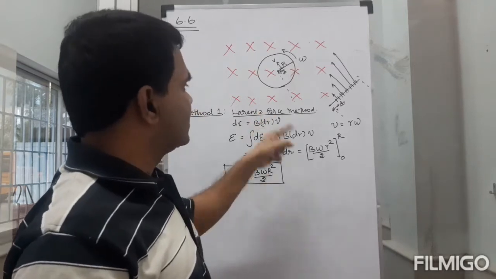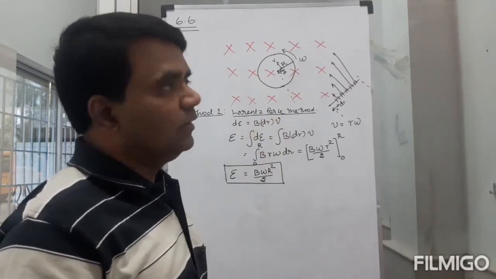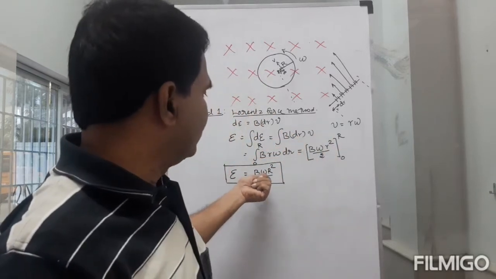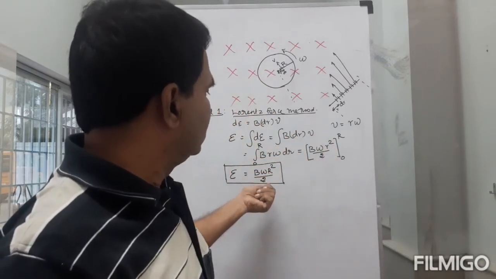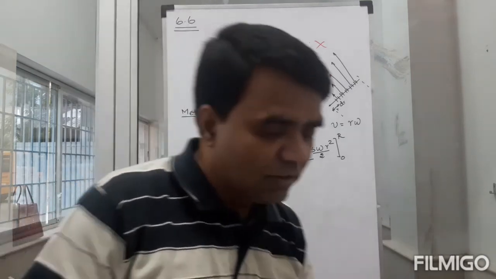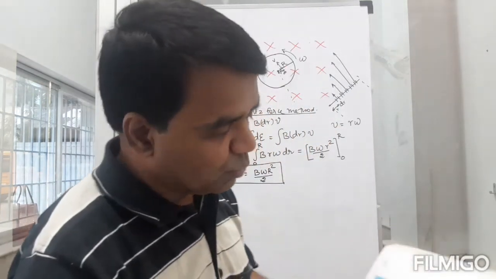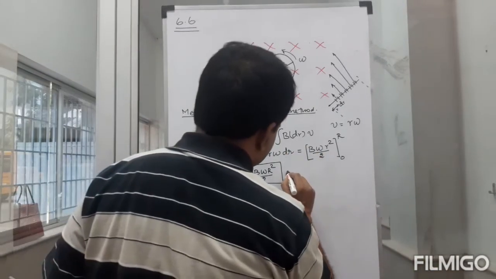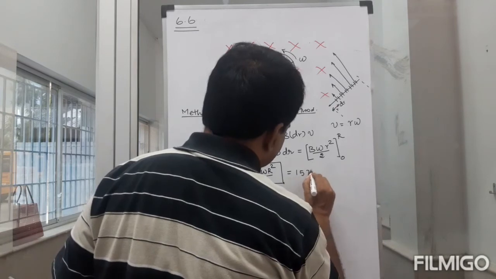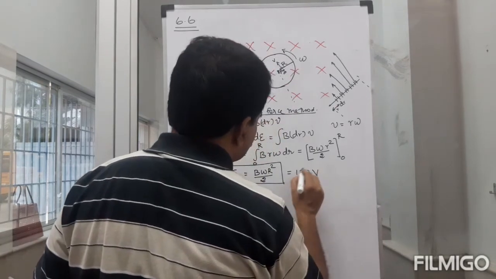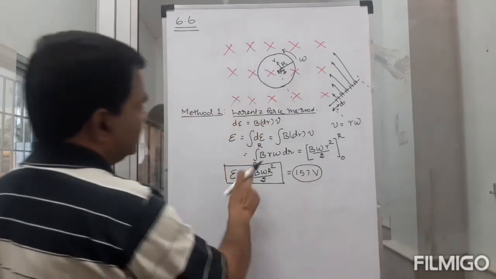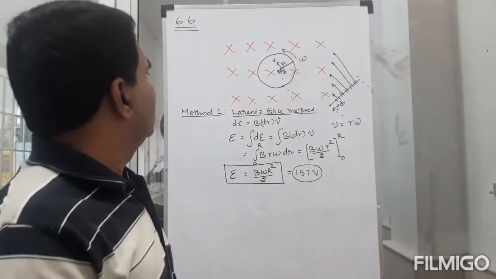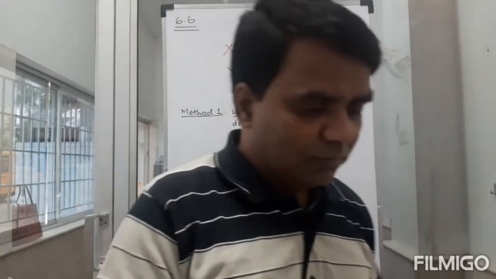I've used the Lorentz force method to do that. They've given you different values: the B value, the omega value, and the R value. If you substitute the values given in the problem, you would get 157 volts. That's the answer. If you substitute the values there, 157 volts. Hope this is clear to you.